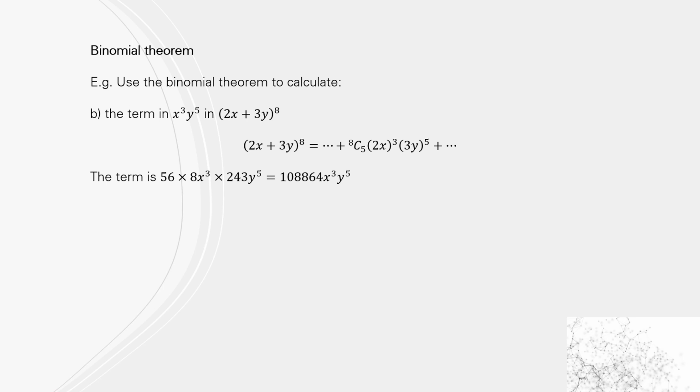For the second one, x^3 y^5 in the expansion of (2x + 3y)^8. So if you went along to get the y^5, that'd be 8C5. So the x would be to the 3, so that's (2x)^3, (3y)^5. And you can therefore multiply that out. So 8C5 is 56. (2x)^3 is 8x^3, and (3y)^5 is 243y^5. Gives you 108,864 x^3 y^5.